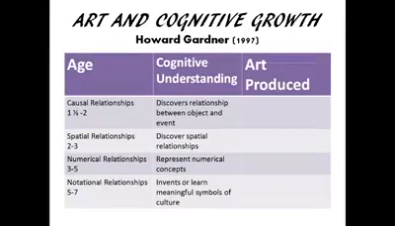And lastly, notational relationships, 5 to 7 years. Its cognitive understanding is to invent or learn meaningful symbols of the culture, and its art produced is to draw a dog with tail, floppy ears, and label it dog.